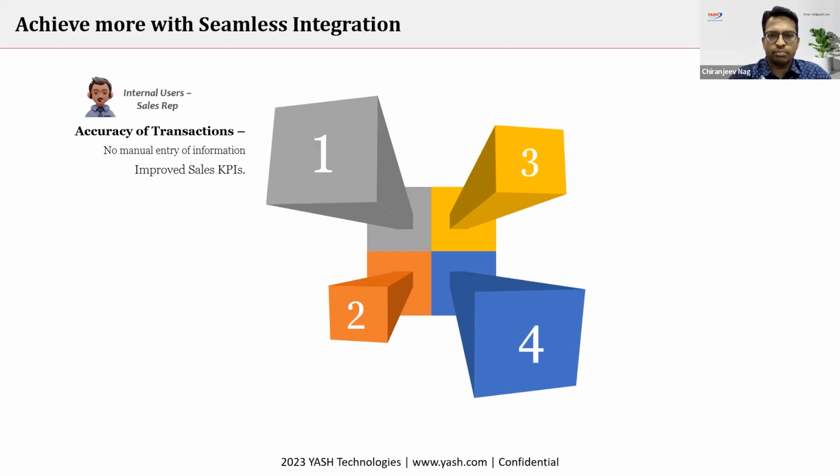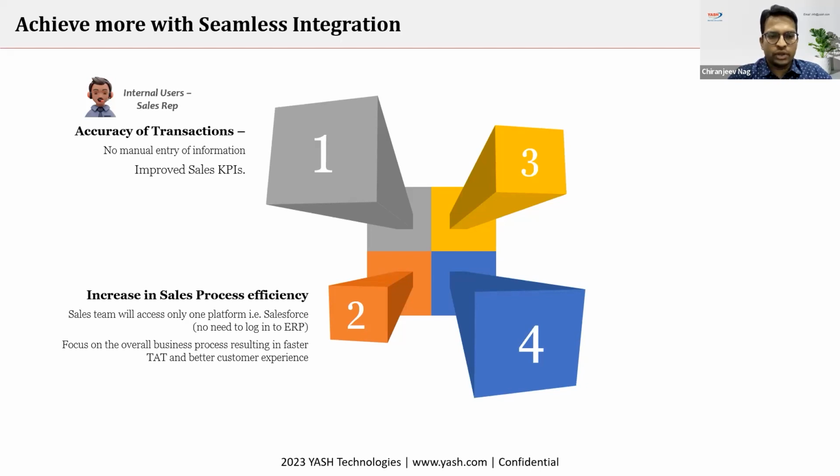So the moment I add products, automatically the pricing data will be fetched. It will be populated. I don't have to enter details manually. So with this, I'm maintaining the sanctity of data. So the pricing data never goes wrong. So this is the first benefit. There would be an accuracy of transactions.